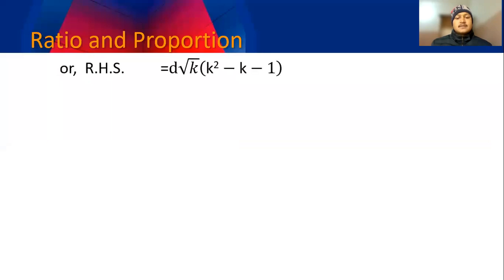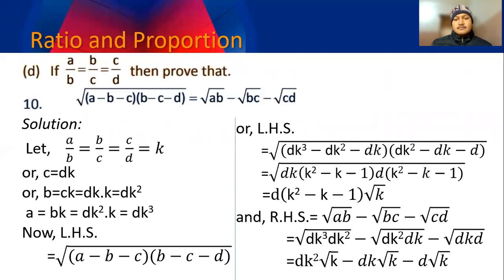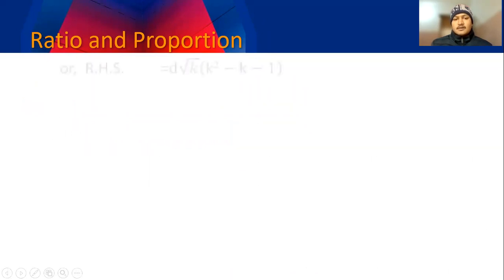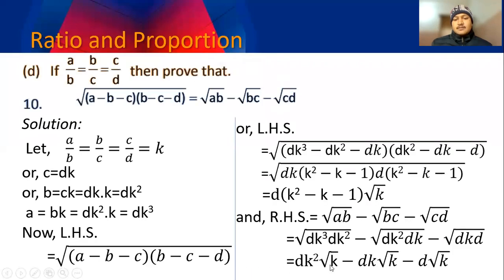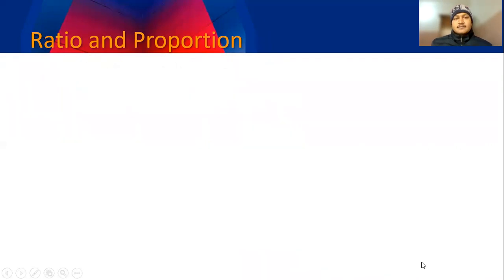After this, in the next step, d root k is common from all the terms. You may check here once again, d as well as root k. So the remaining value inside the bracket is k square minus k minus 1. From the first term, after taking d and root k common, k square remains. From the second, if d and root k is common, the remaining value is k. And from the last one, the remaining value is 1 only.